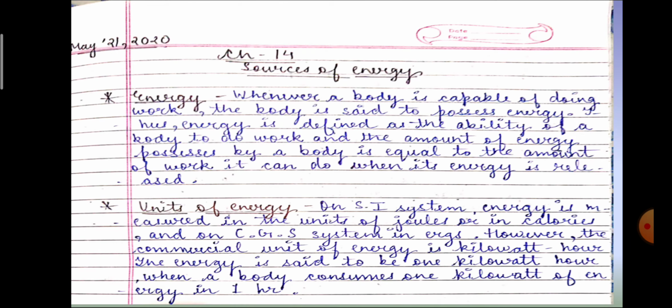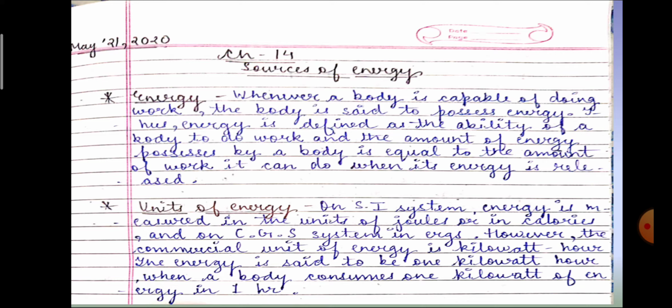First, sources of energy. What is energy? Whenever a body is capable of doing work, the body is said to possess energy. Thus, energy is defined as the ability of a body to do work, and the amount of energy possessed by a body is equal to the amount of work it can do when its energy is used or released.